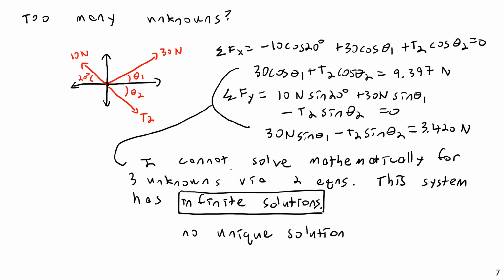So we could just pick a value for T2, and then we could easily calculate theta 1 and theta 2, or I could pick theta 1 and calculate what the corresponding theta 2 and T2 are. But there is no unique solution, just by looking at this problem and working through what was given, where we could find a final set of values for this.